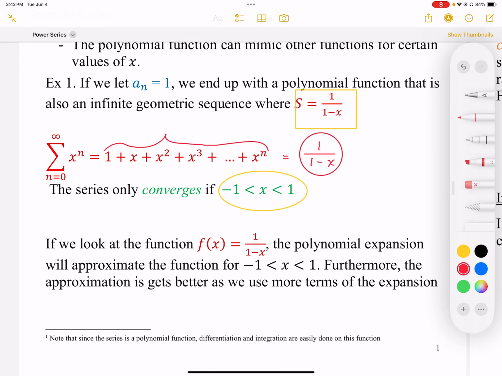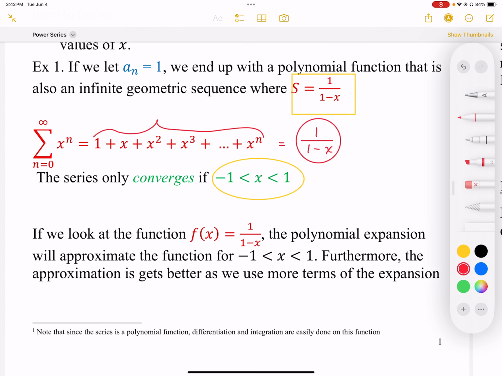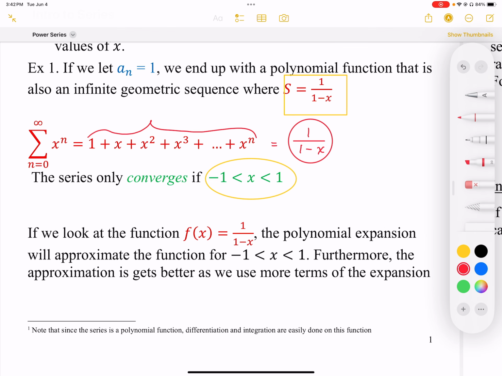So we're going to look first at the function f of x equals 1 over 1 minus x. This is a reciprocal function. We have a vertical asymptote at 1. And what we're going to see is that when we do this specific expansion, this polynomial is going to match this function, but only for the values where it converges, so between the domain x is -1 and x is 1.